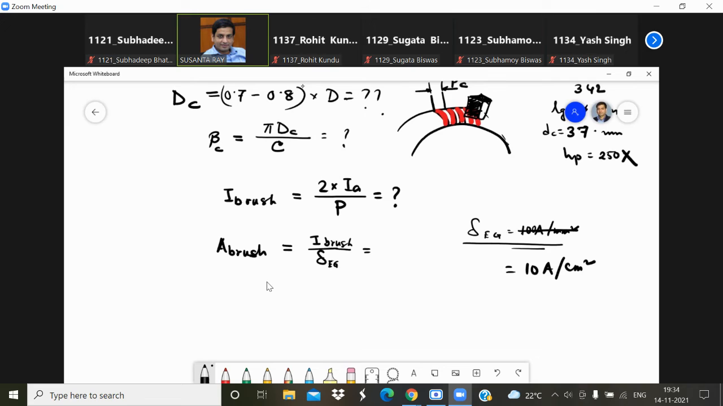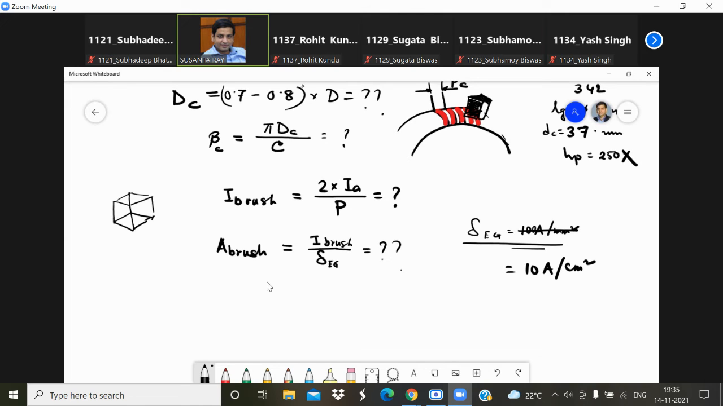Now once you have the area of the brush, then what is the thing you have to calculate now? The thickness of the brush. Thickness means, suppose a brush is three-dimensional, you can say a cuboid, isn't it? Like this. So you have the area like this. Okay.